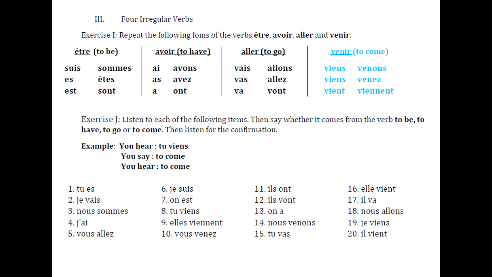Exercise J. Listen to each of the following items. Then say whether it comes from the verb to be, to have, to go, or to come. And then listen for the confirmation. For example, you hear tu viens, you say to come, you hear to come. Number 1, tu es, to be. Number 2, je vais, to go. Number 3, nous sommes, to be. 4, j'ai, to have. 5, vous allez, to go.